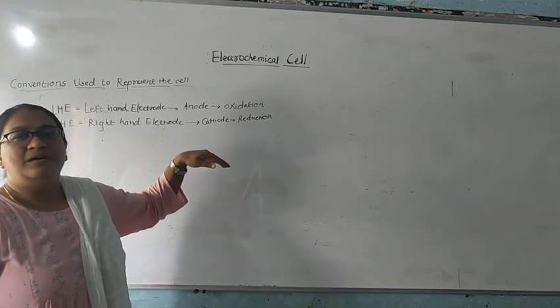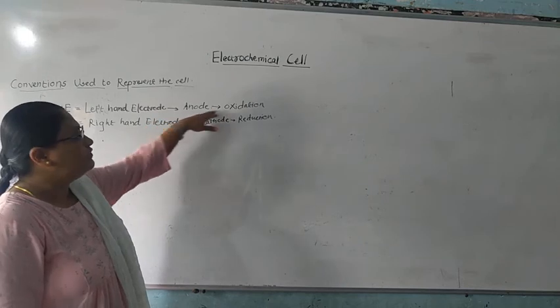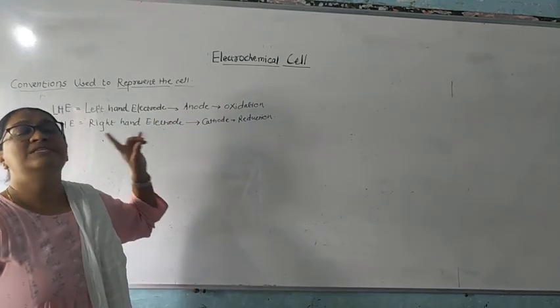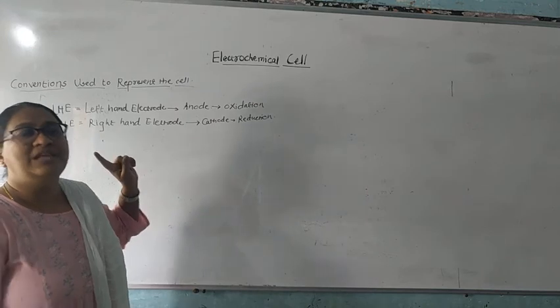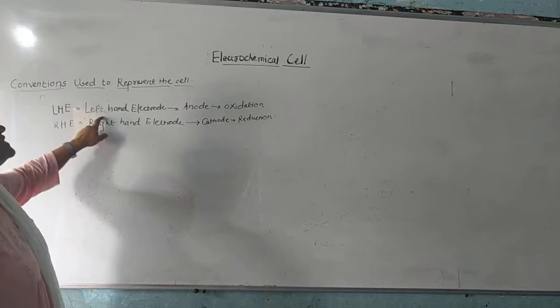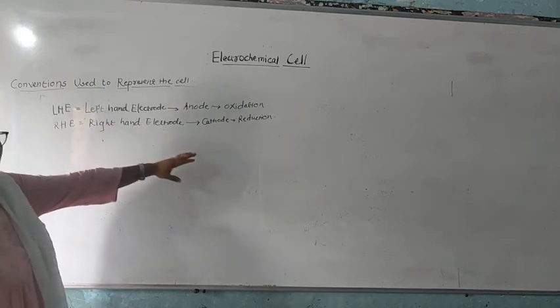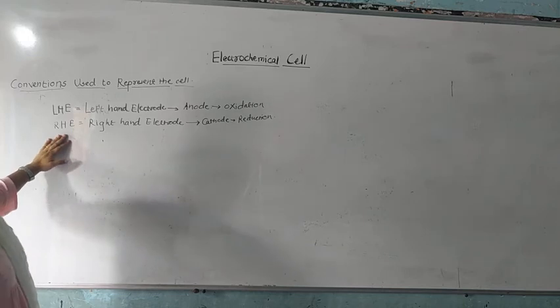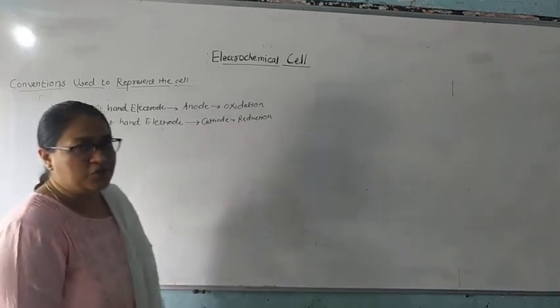The electrode on which oxidation is happening, we call it the anode, and that anode is always represented on the left hand, and it is termed as LHE, the left hand electrode. The cathode, where the reduction is occurring, is always the right hand electrode. So this is the first convention.